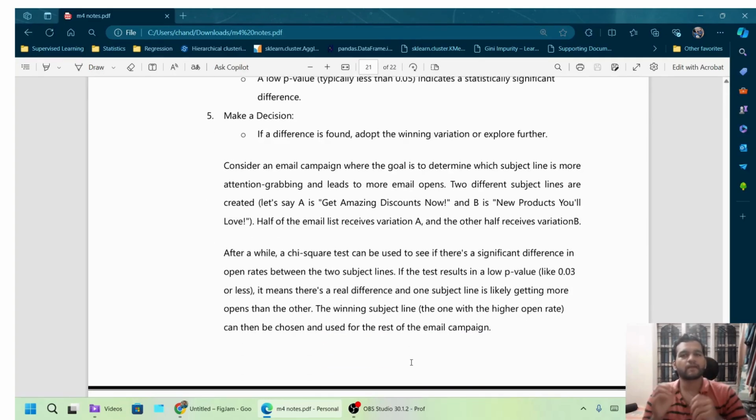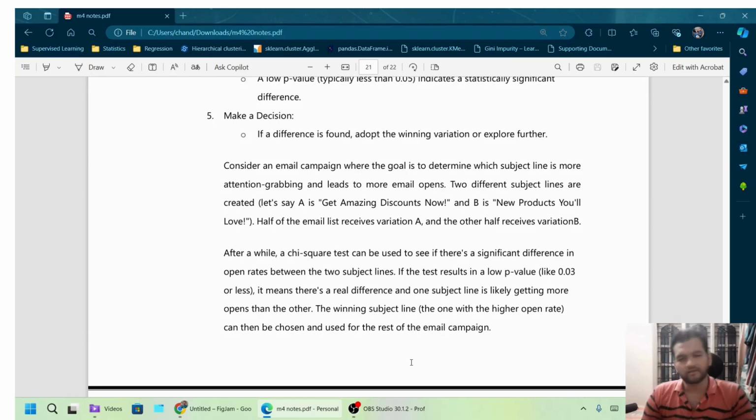We consider an email campaign where the goal is to determine which subject line is more attention grabbing. Let me give a personal example. Tata Brew, which is something similar to Twitter or X, sends an email every day. This is a newsletter. It creates a stunning email subject that makes it fascinating for me to read the entire content. If some day the subject is not attractive, then I'm less likely to open that newsletter.